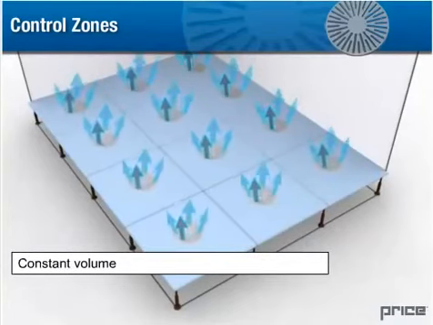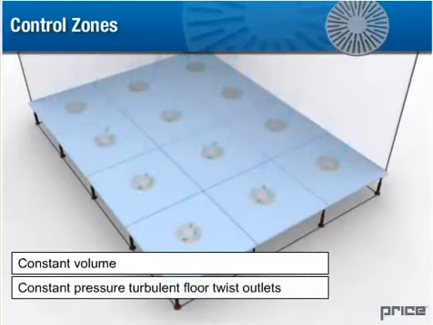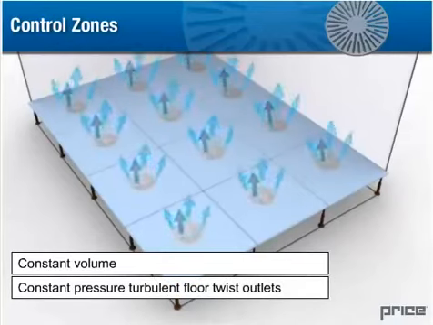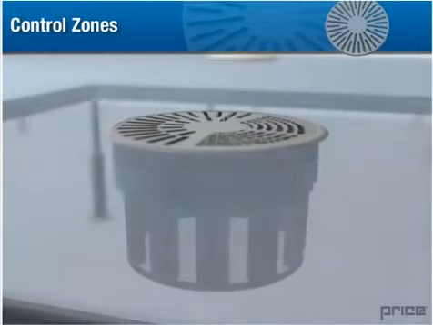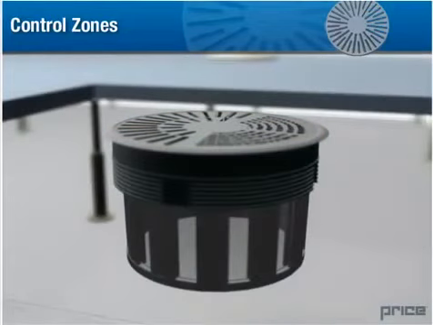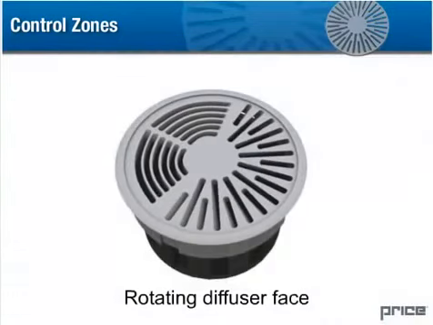A typical interior zone consists of constant volume turbulent floor twist outlets installed in a large common plenum space. A distributor basket and damper can be provided for individual volume and directional control, and in some cases can be adjusted by rotating the face of the floor outlet itself.